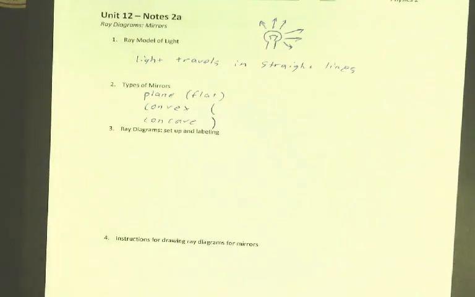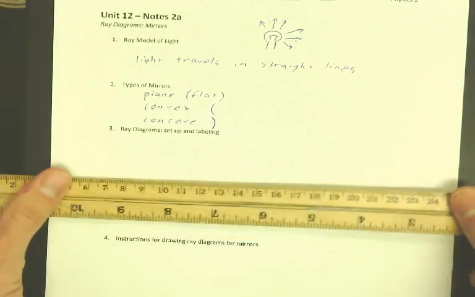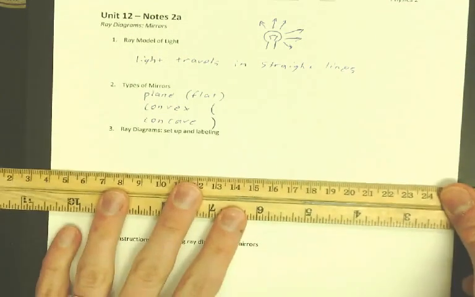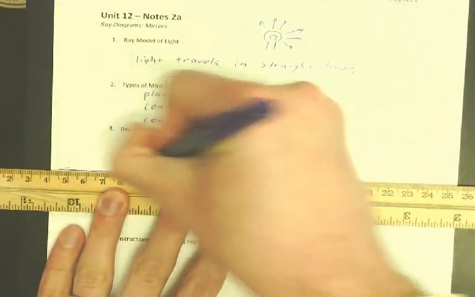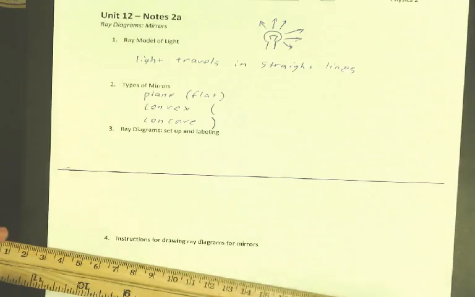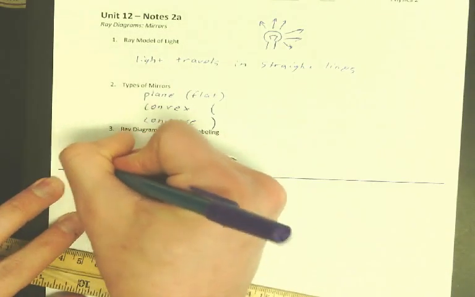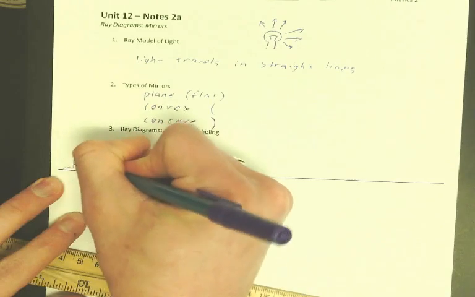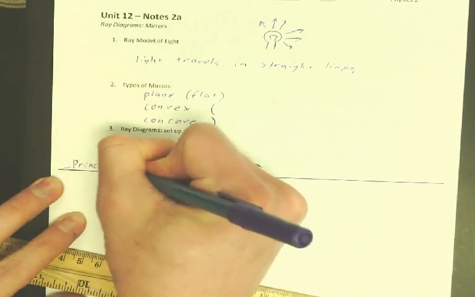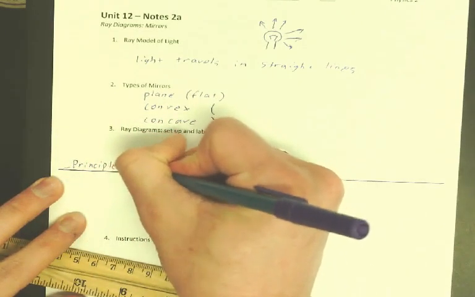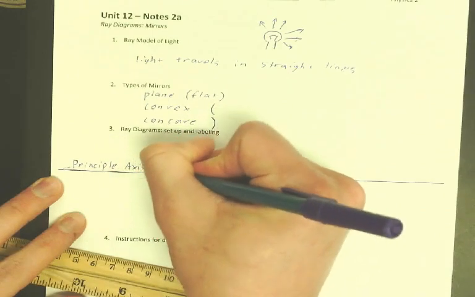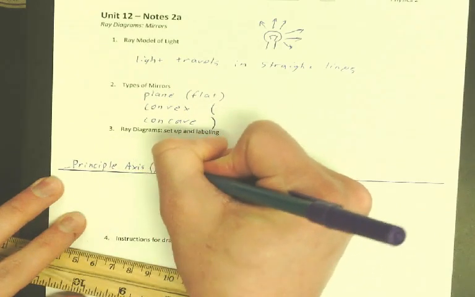Okay. Ray diagrams, setup, and labeling. So the first thing you're going to do is draw a flat line across your paper. That's why you have a ruler. It's got to be straight. That's called the principal axis, and I usually abbreviate that as PA.